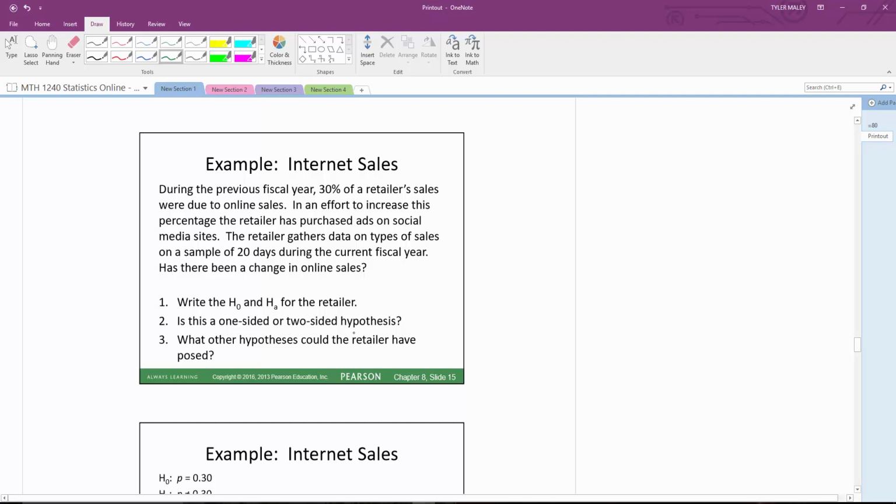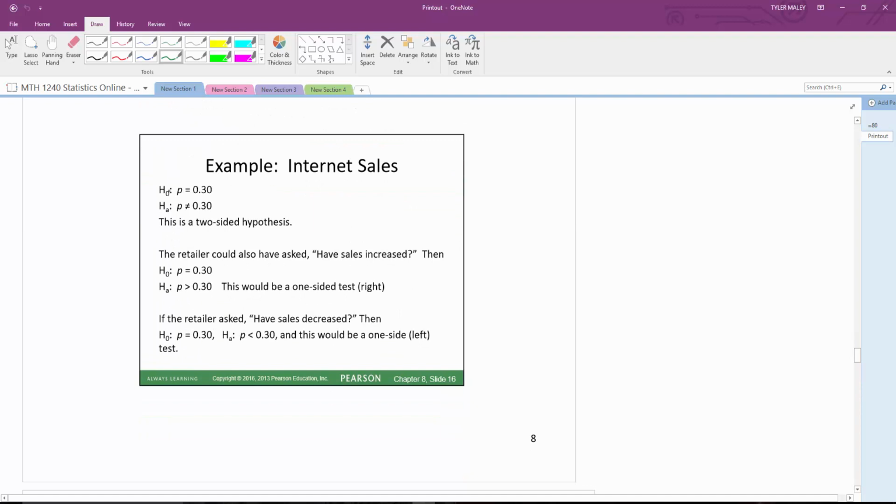So here's an example. During the previous fiscal year, 30% of a retailer's sales were due to online sales. In an effort to increase this percentage, the retailer purchases ads on social media sites and gathers data on types of sales on a sample of 20 days during the current fiscal year. Has there been a change in online sales? So we want to write the null and alternate hypothesis for the retailer. We want to identify whether it is a one-sided or two-sided hypothesis, and what other alternate hypothesis the retailer could have posed.